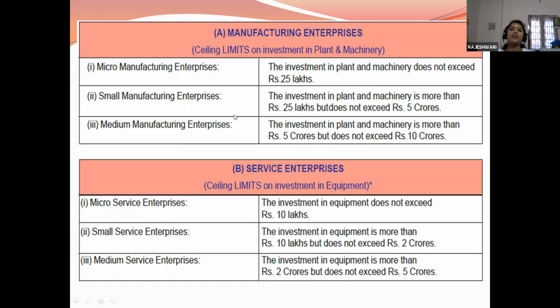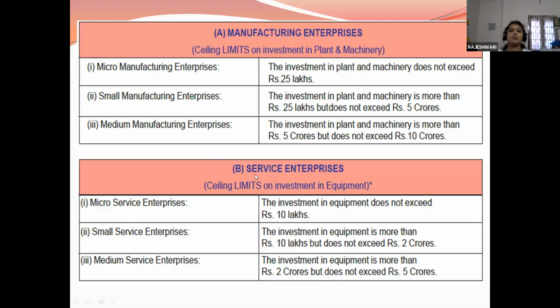Investment in plant and machinery in an enterprise between 25 lakhs to 5 crores means that is a small manufacturing enterprise. If you are creating one big manufacturing enterprise, with investment in plant and machinery of more than 5 crores but not exceeding 10 crores, that is the medium manufacturing enterprise.